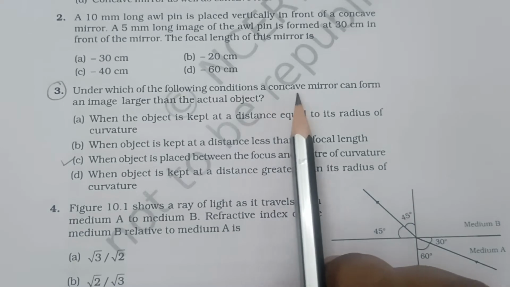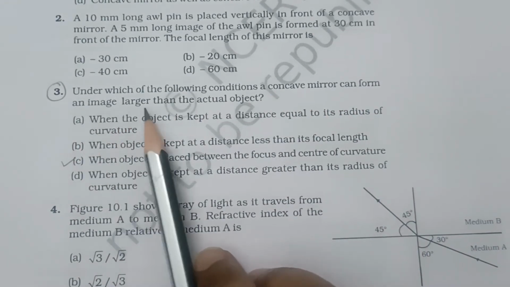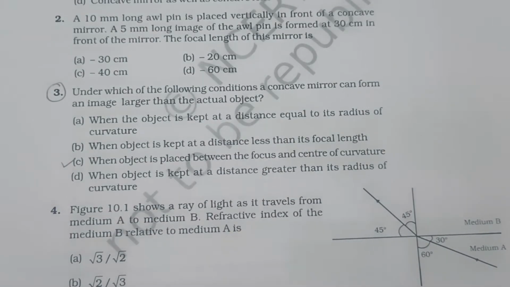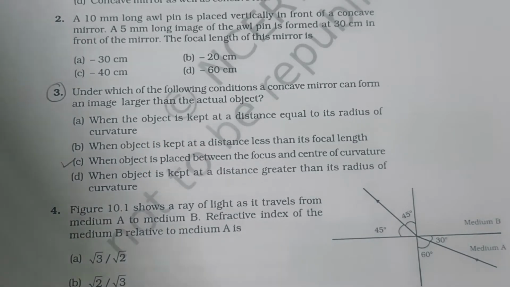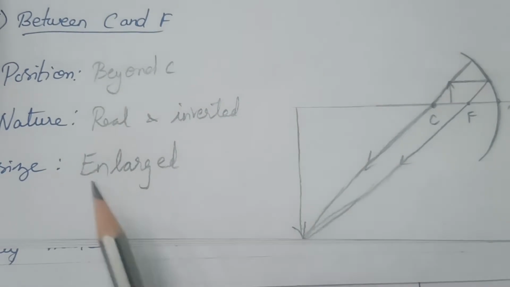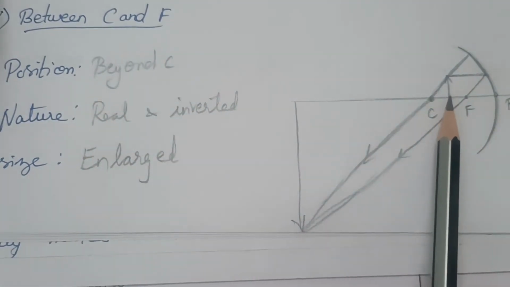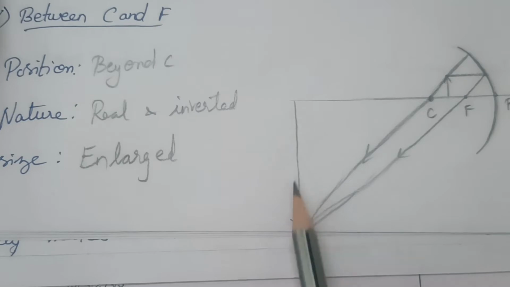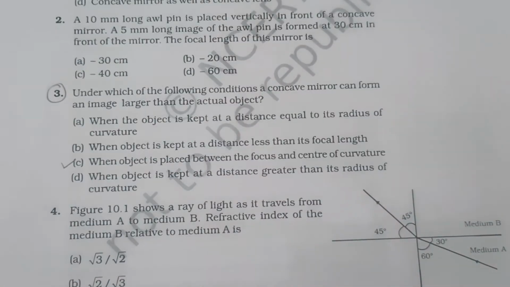Under which of the following conditions can a concave mirror form an image larger than the actual object? Do you remember which condition makes a larger image? We have seen that, right? When the object is placed between C and F, you will get a larger image. So when the object is placed between the focus and the center of curvature, between C and F, you will get an enlarged image.